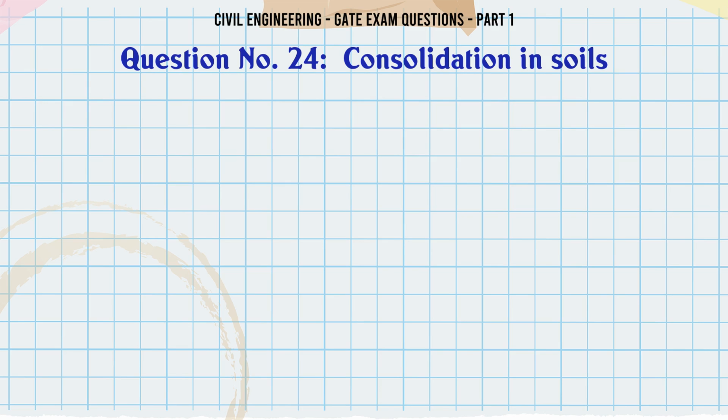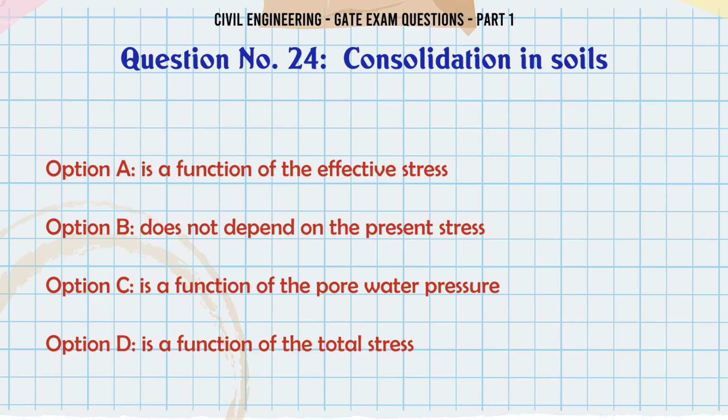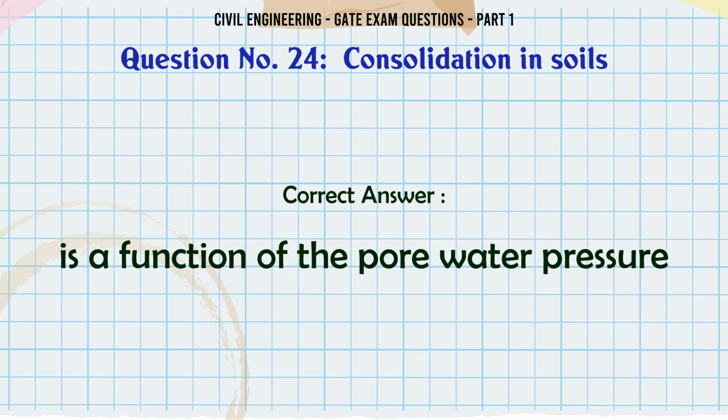Consolidation in soils: A. is a function of the effective stress, B. does not depend on the present stress, C. is a function of the pore water pressure, D. is a function of the total stress. The correct answer is a function of the pore water pressure.